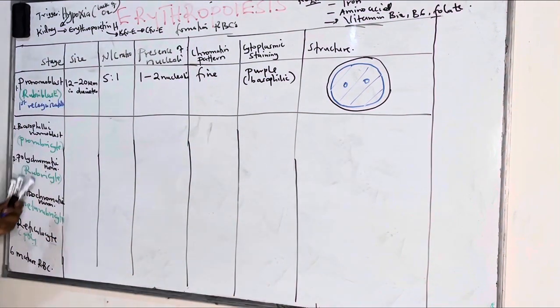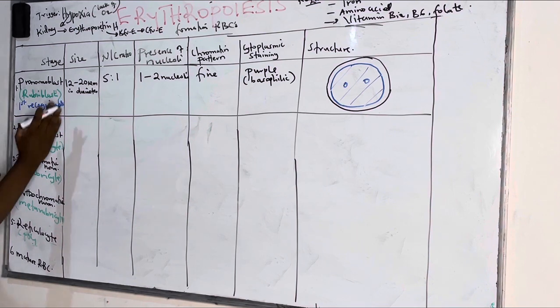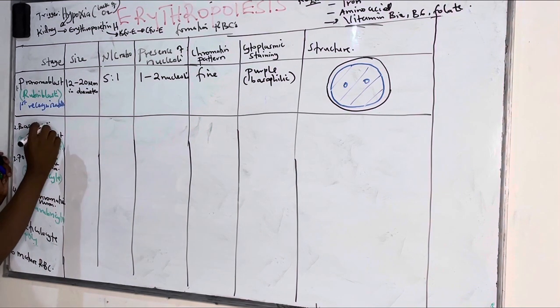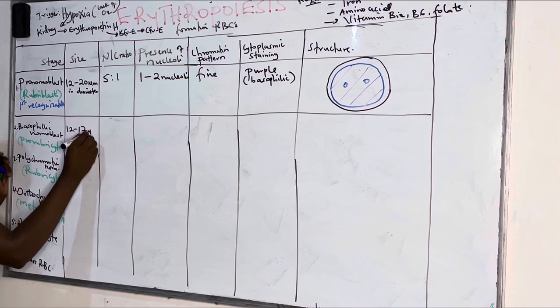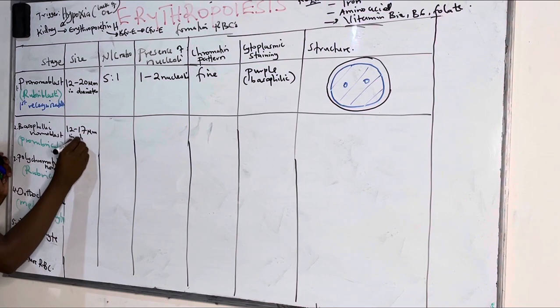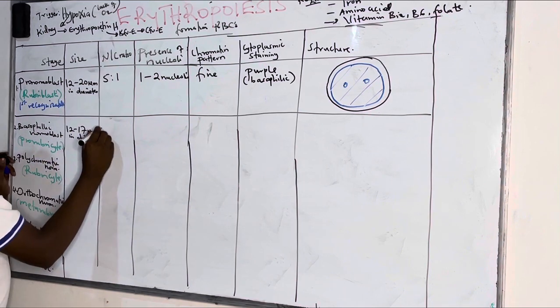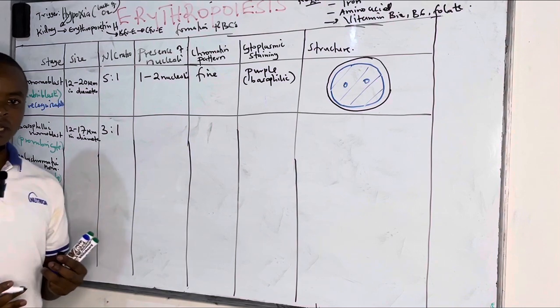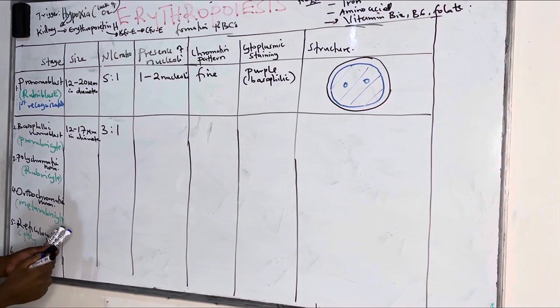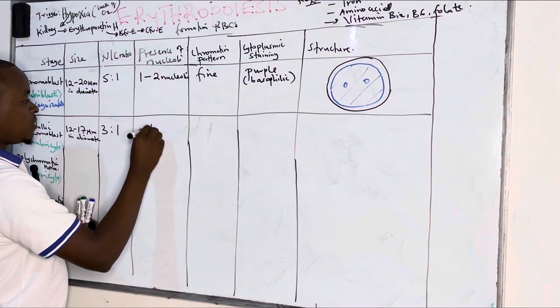now we go to the basophilic normoblast, which you can call prorubicite. Its size, as I told you, the size keeps on reducing. This one is 12 to 17 micrometer in diameter. Then the nuclear cytoplasmic ratio is 3 to 1, because as I told you, as the cell matures, also the nucleus condenses. Here, no nucleoli present.